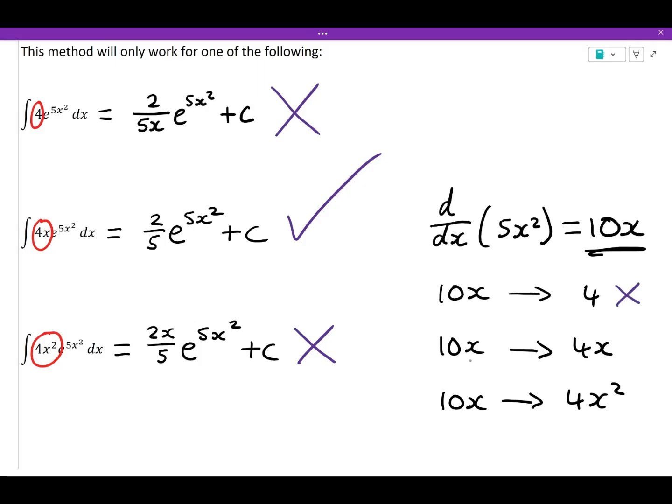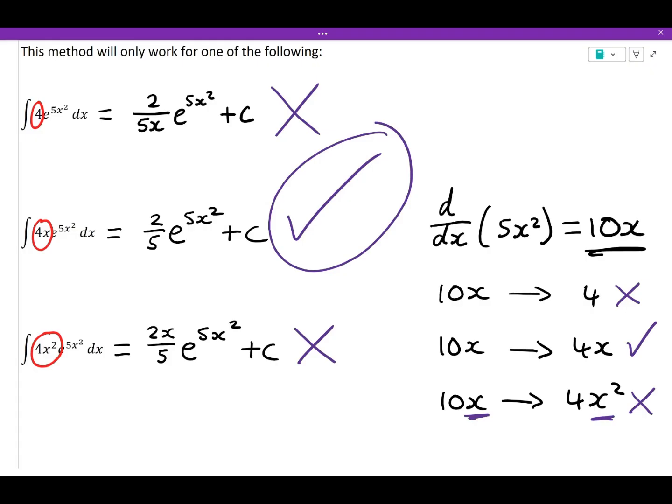Now, the next one, the powers of x are the same. So therefore, we'd have to multiply by a numerical value. So we can use the reverse chain rule. And then the final one, we have x, and we have x squared. So we clearly have to multiply by something involving x. Therefore, we cannot use the reverse chain rule. So it's only the middle one which we can use the reverse chain rule for, and that is what we established before. So just make sure you always do this check before you jump into using the reverse chain rule.